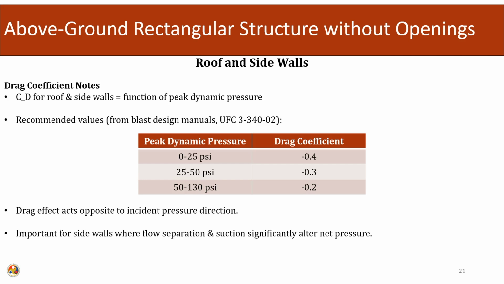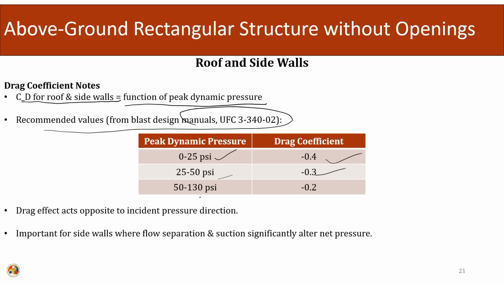The drag coefficients for roof and side wall are calculated as a function of the peak dynamic pressure. We have some recommendations depending upon the blast design manual. For the pressure range from 0 to 25, the value is minus 0.4; 25 to 50, minus 0.3; and 50 to 130 is minus 0.2. These values we can use to calculate the drag coefficients.